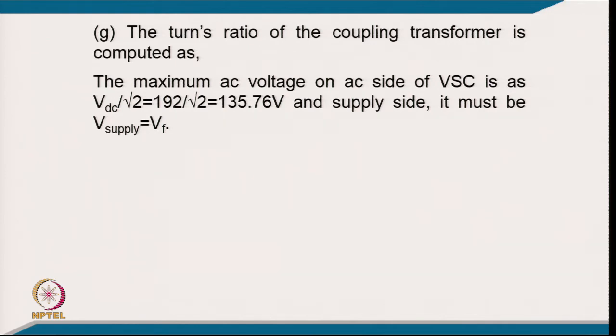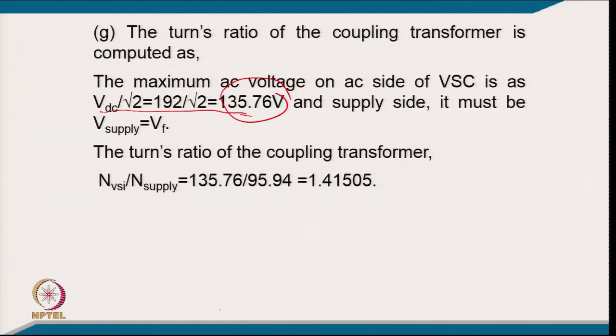And the turns ratio of the coupling transformer, we can calculate that because we have to inject into the supply a voltage. From this DC link voltage of 192 we can develop a maximum of 135.76, and this is typically equal to the voltage we have to inject into the supply. So, the turns ratio will come because we have to inject this voltage and we are getting the maximum voltage from the inverter. So, the turns ratio of the transformer will be 1.41505.